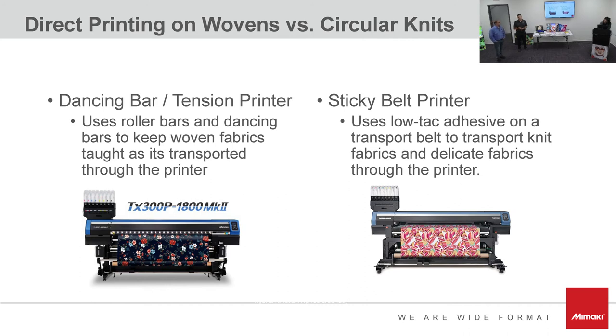Your circular knit, cotton jersey knit, interlock, tricot fabrics, all that stuff. We can't print directly to them with a more simple dancing bar printer, because the selvages are going to curl up, the fabric's going to start to stretch, it gets sucked down into the gripper bar, you have to babysit it, and usually you waste a ton of fabric trying to make it happen.